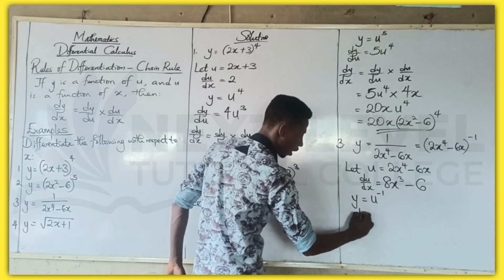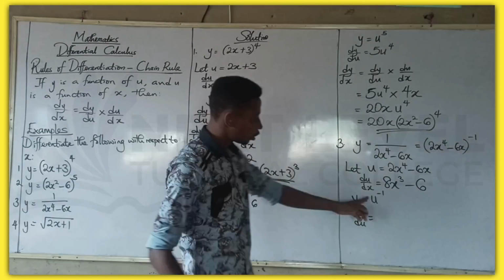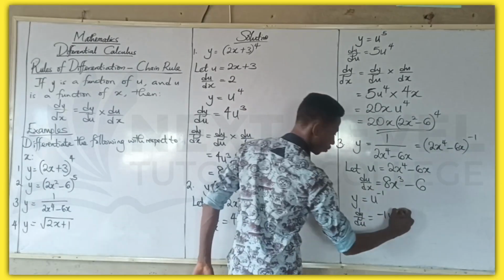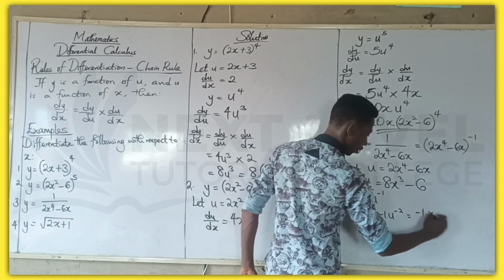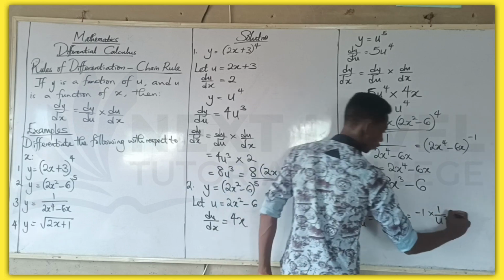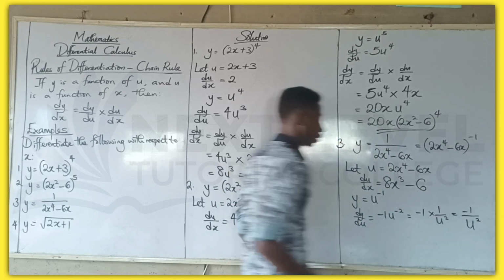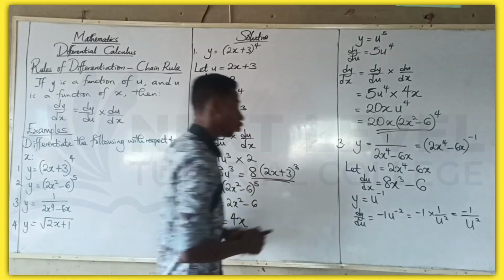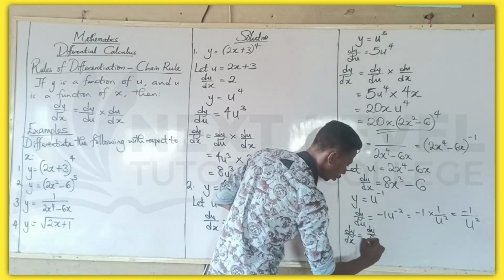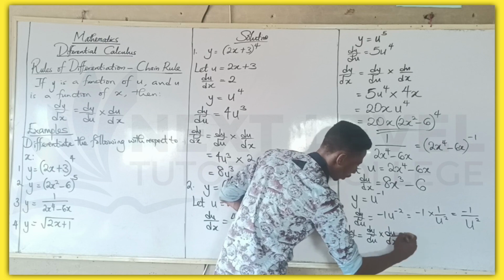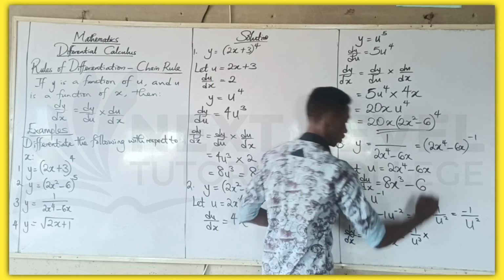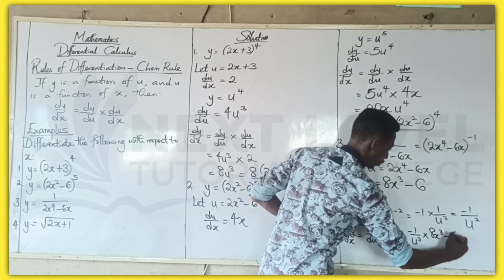So here now we find dy/du. The coefficient is 1. That is minus 1 times u raised to power minus 1 minus 1, which is minus 2. That is basically minus 1 times, the minus here means 1 over, u raised to power 2. So we have minus 1 over u raised to power 2. That is basically dy/du. So what is dy/dx? dy/dx will be equal to dy/du times du/dx. dy/du is minus 1 over u raised to power 2, and du/dx is 8x cubed minus 6.